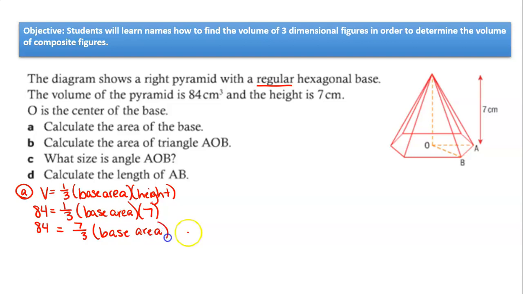So we have 7/3 times that base area. Now to get that base area by itself, we want to get rid of this fraction that's being multiplied times it. So we just multiply by the reciprocal. We flip that fraction to 3/7, and we multiply both sides by 3/7. What happens is the 7 cancels out with this 7, the 3 cancels out with this 3, and we're left with just the base area on that side. So the base area is equal to 3/7 of 84, which gives us 36. So 36 centimeters squared, because we're talking base area here.